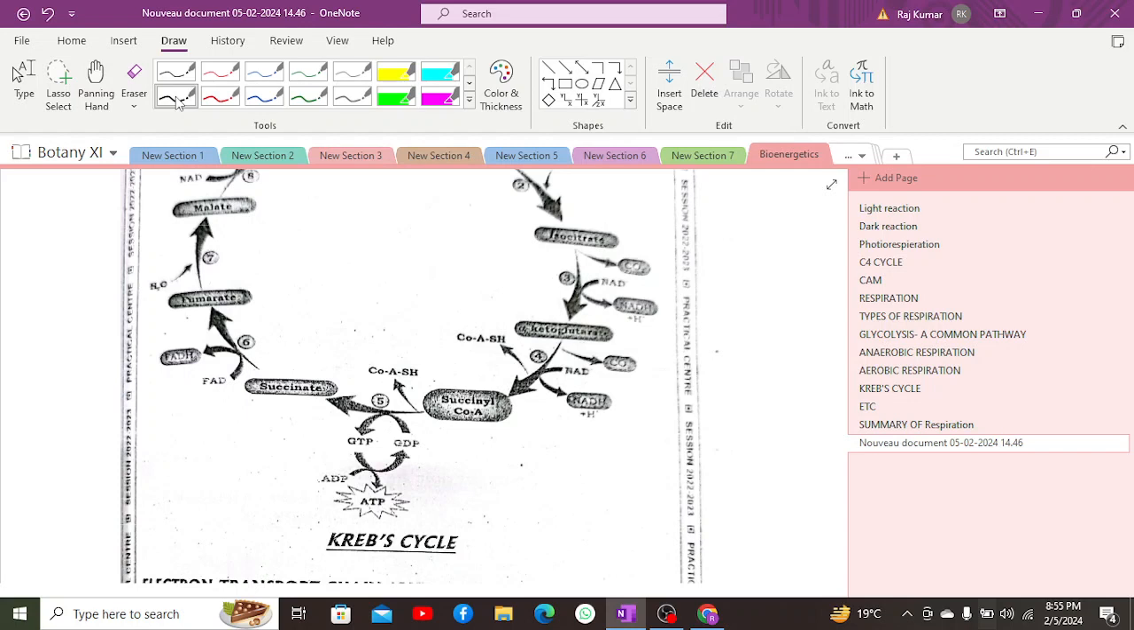After that, succinyl CoA will be converted into succinate, and the succinate which is formed will now further be dehydrogenated with the help of an enzyme known as succinate dehydrogenase, which converts it into fumarate.